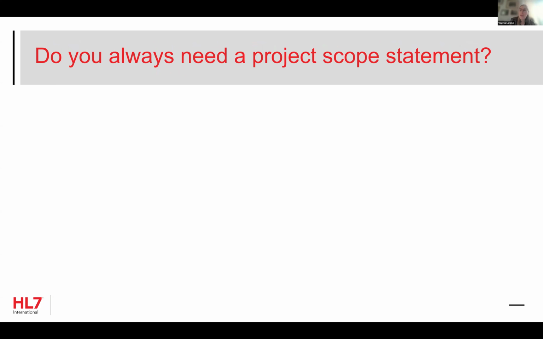And then the question is, do you always need a project scope statement? You have a project proposal, and then that's accepted, and then you go to the project scope statement. But do you always need a project scope statement?